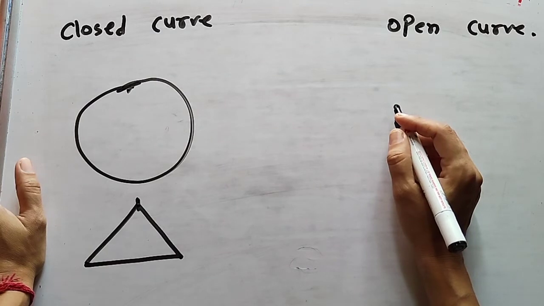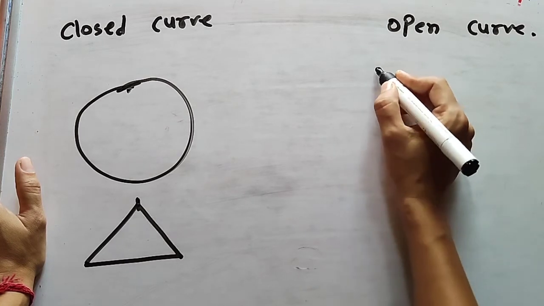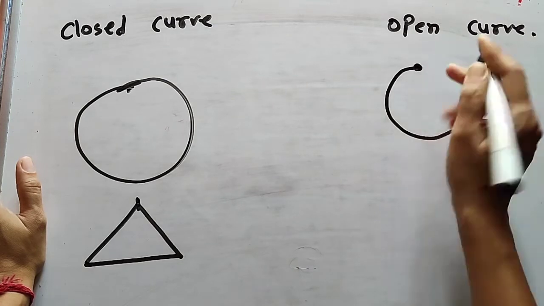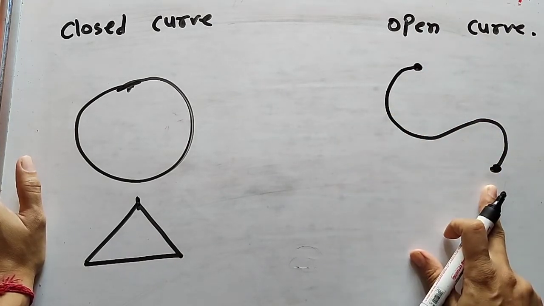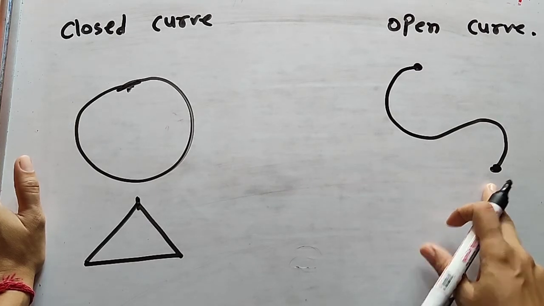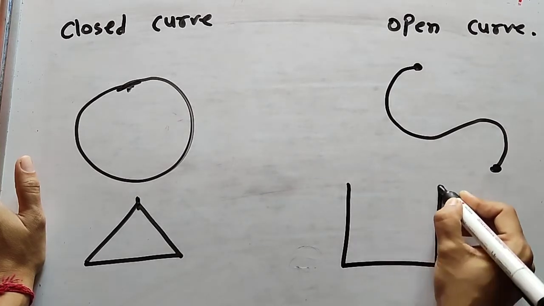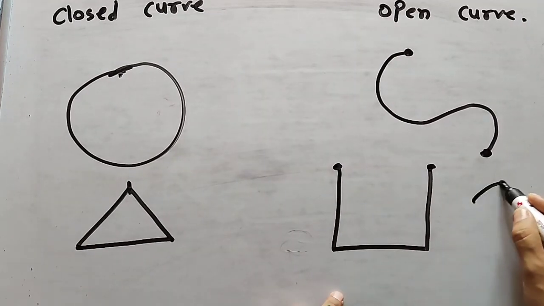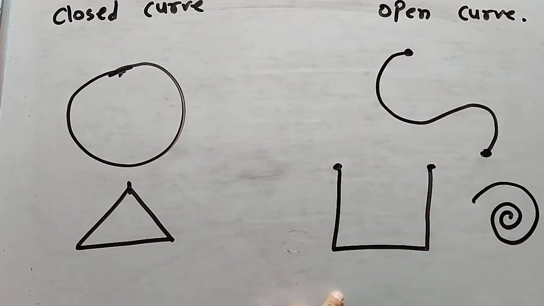And an open curve means a curve that does not end at the same starting point. Suppose your line starts here and ends here. This is the starting point and this is the ending point, so it is a curve that does not end at the starting point. This type of curve is called an open curve. This type of figure also: the starting point and ending point are different. So this type of curve is called an open curve.